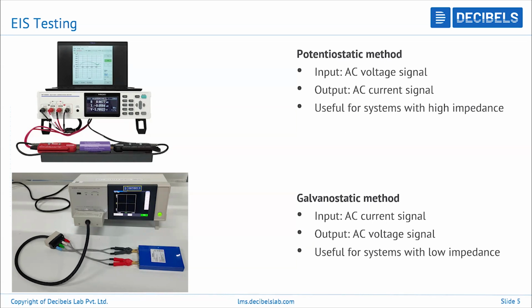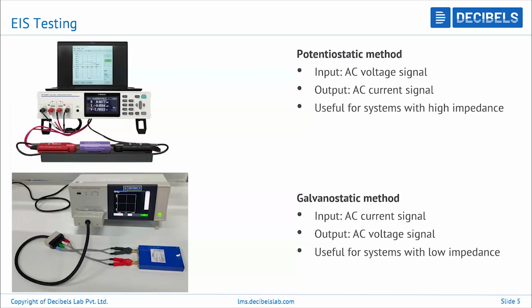So for example, if the application is having a higher impedance, which is not exactly something related to lithium ion cells, then in that case, the potentiostatic method is useful, where your input will be an AC voltage signal, your output will be an AC current signal, and from this you can derive the impedance. And usually this will be of higher order impedance, like 10 ohms or maybe something like 50 ohms, something that is in a much higher range. Maybe it could be higher than that also.